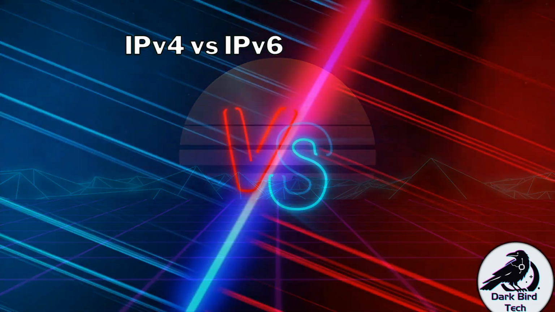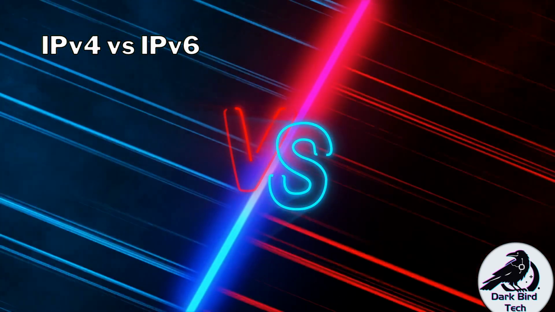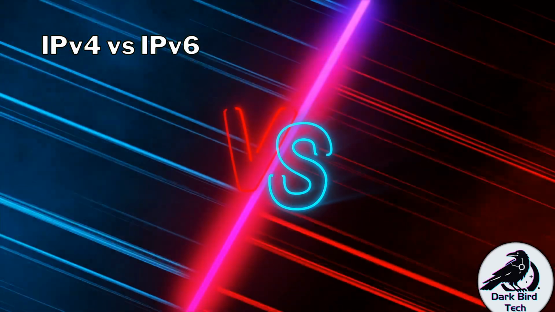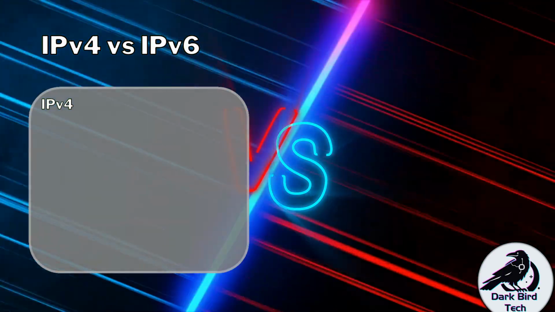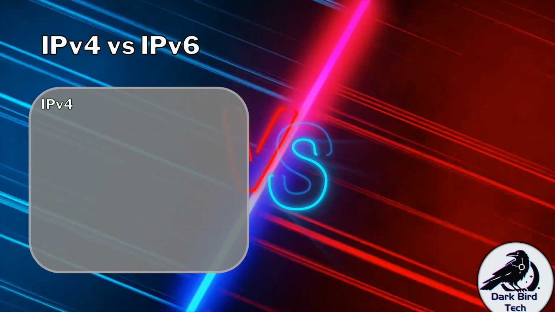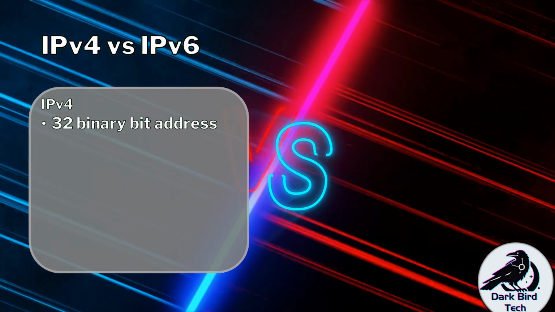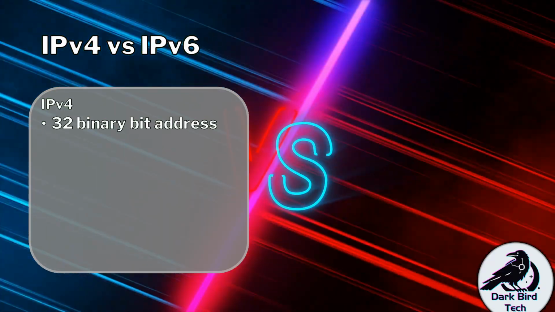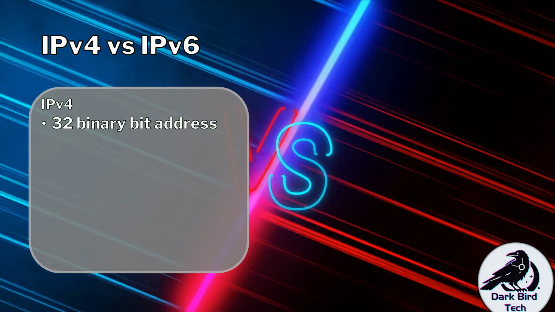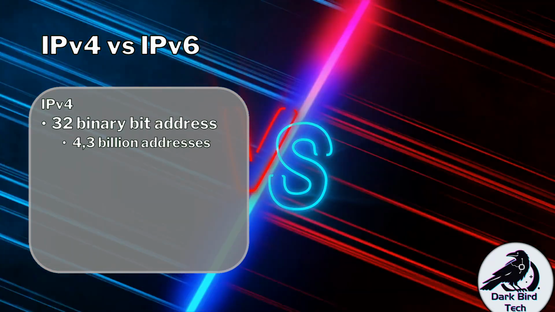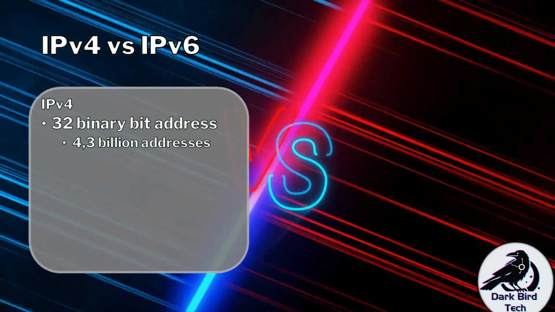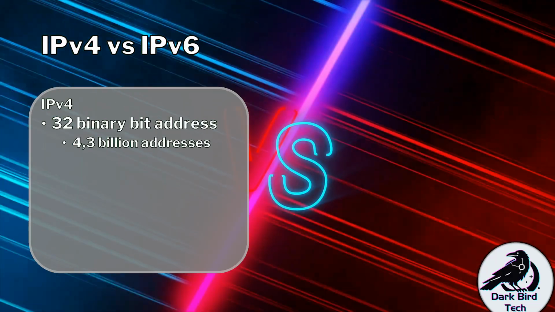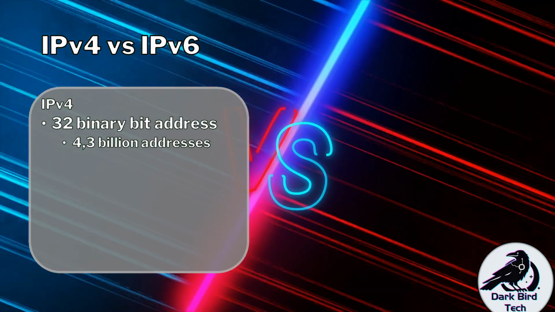Now first up, why do we have to have IP version 6? Why can't we just stick with IP version 4? So let's compare the two and see why. So first up, with IP version 4, what you're looking at is a 32 binary bit address. Now with 32 binary bits, that gives us about 4.3 billion IPv4 addresses. The problem is, 4.3 billion addresses is not that much.